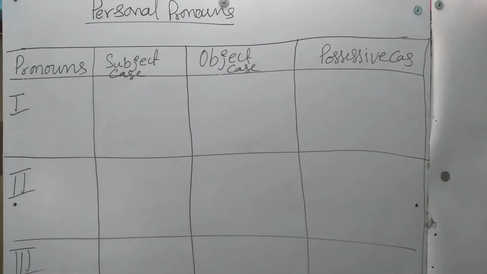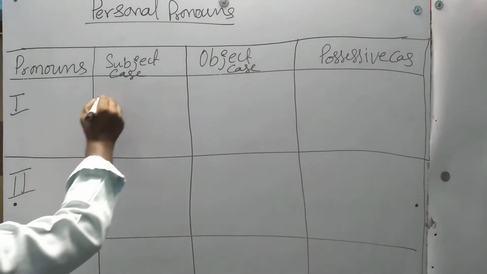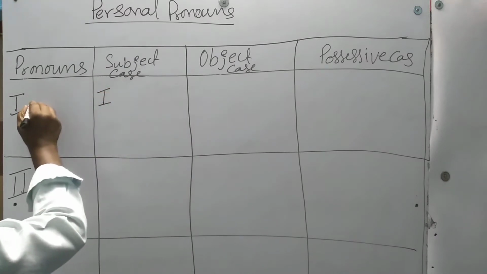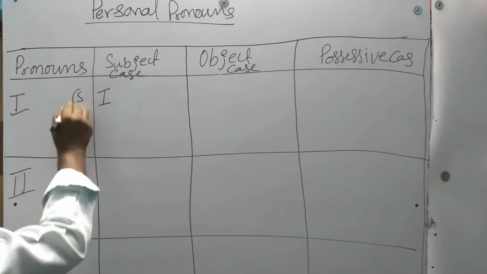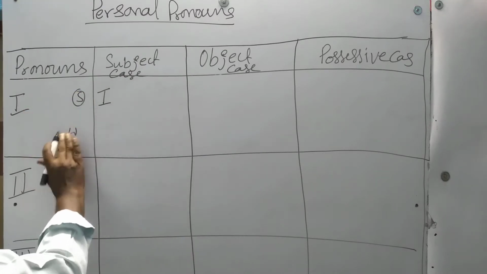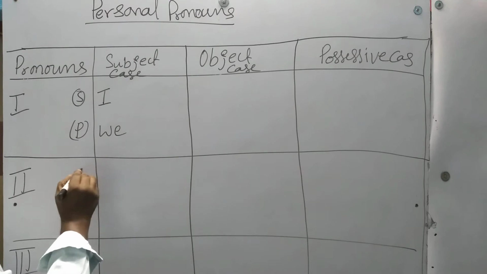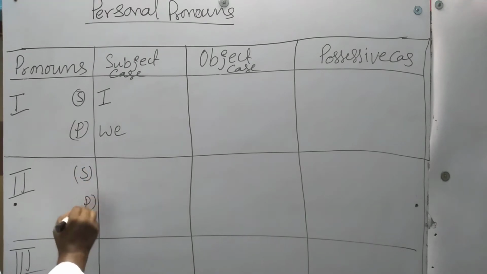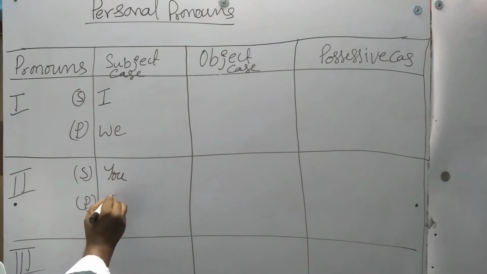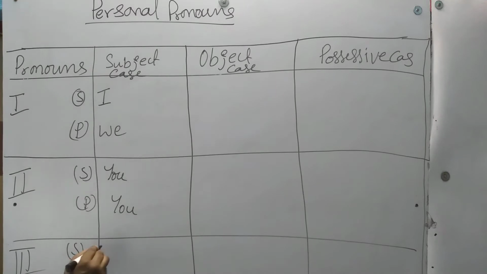Now we are going to discuss. First person is called I. First person, singular. This is called singular. Every person has singular and plural. Plural is we. And the second person, singular and plural, both are same only. You. Here also you. Third person, singulars, three are there. He, she, it. So third person plural, they.